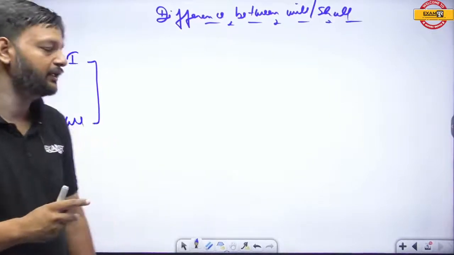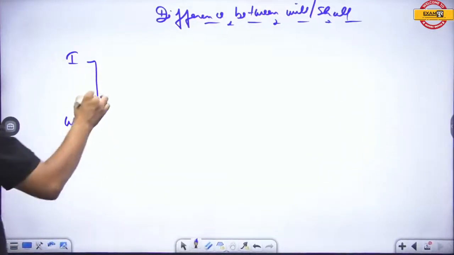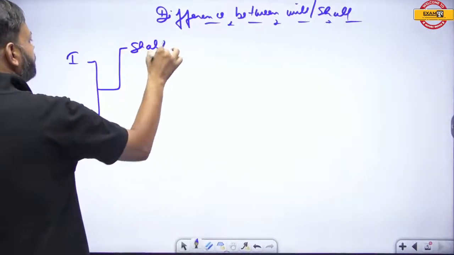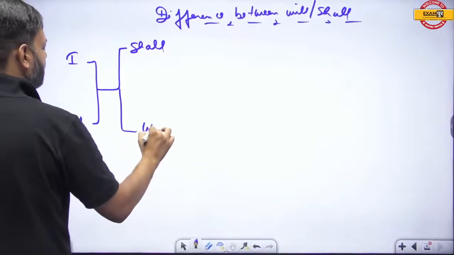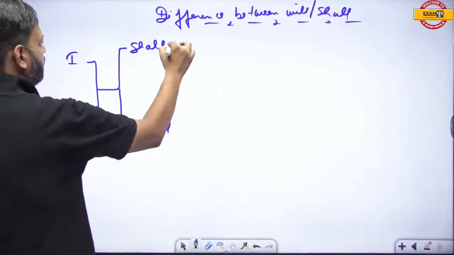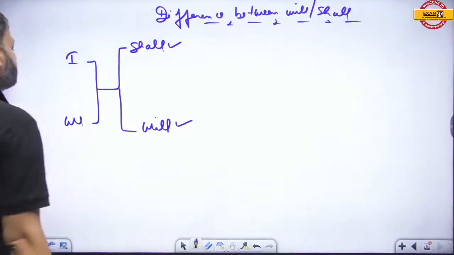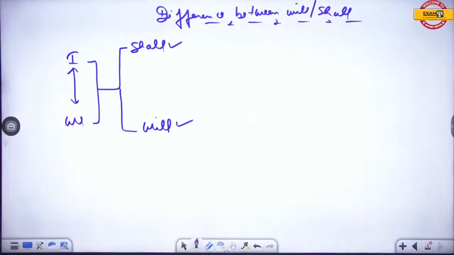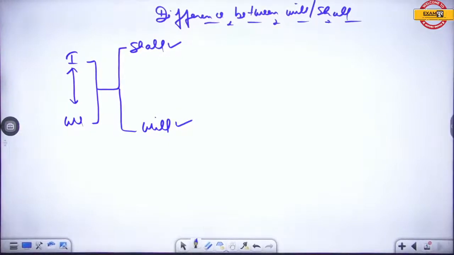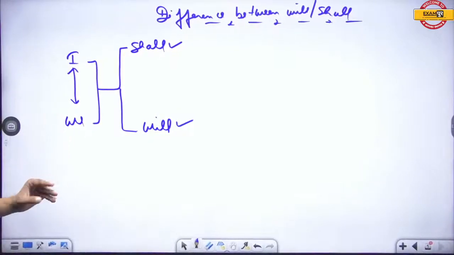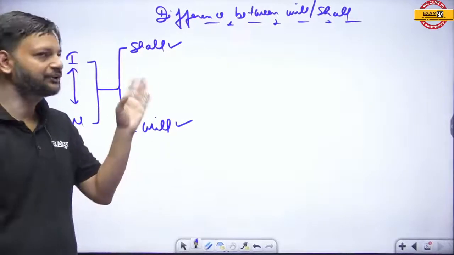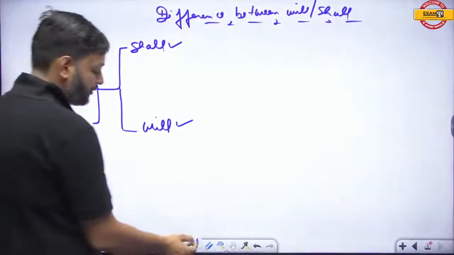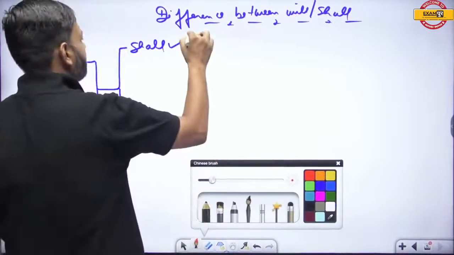But this is not right. With I and we we can use both shall as well as will. With these two pronouns, I and we, these are first person pronouns, we can use both shall as well as will, but the meanings are different.